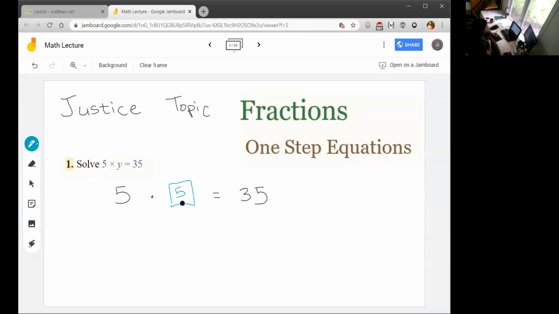Does 5 times 5 work? No, that would be 25. Does 5 times 6 work? No, that would be 30. Does 5 times 7 work? Yes, 7 is our answer. But in order to manipulate more complicated things, instead of a blank box, we're going to use letters.